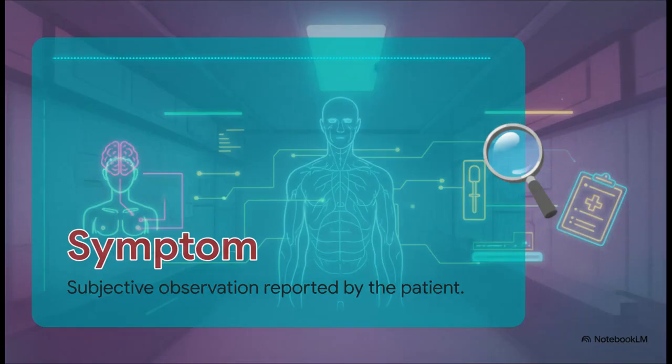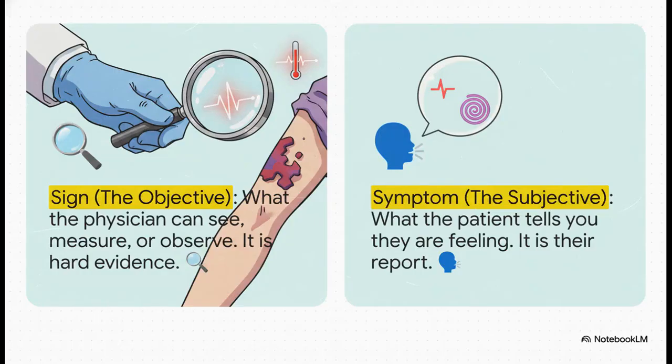Now, on the flip side, you've got a symptom, and the key word here is subjective. This is the patient's story. It's what they tell you they're feeling, things like dizziness or nausea or pain. A doctor can't see pain, right? They have to rely completely on what the patient reports. So let's lock this in our brains right now. Sign is objective evidence. Symptom is subjective experience. Getting this distinction straight is the foundation for everything else we're about to cover.